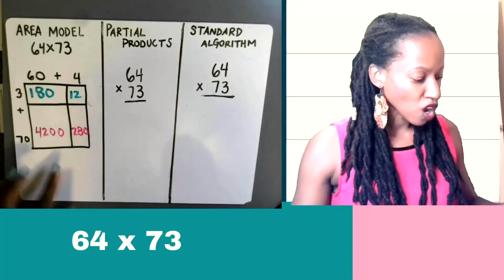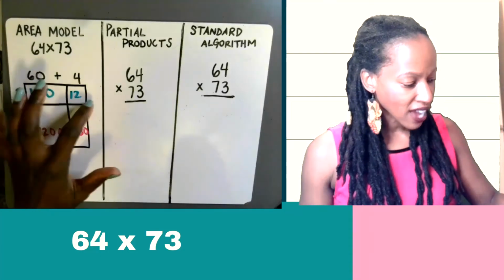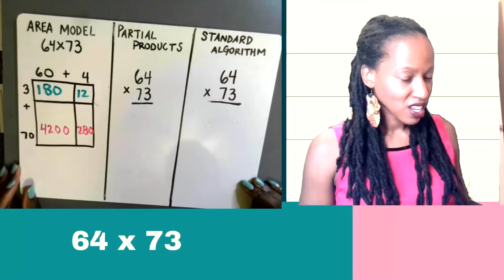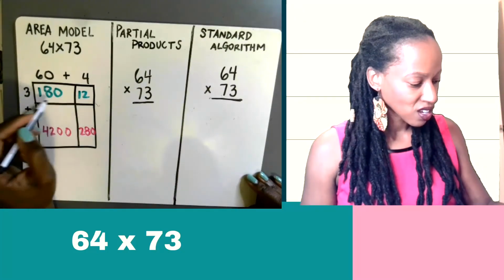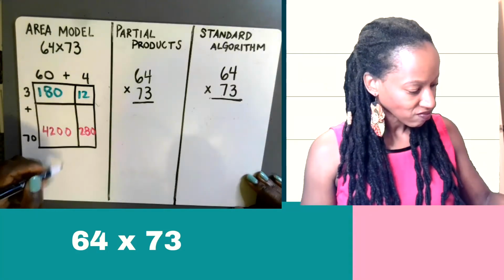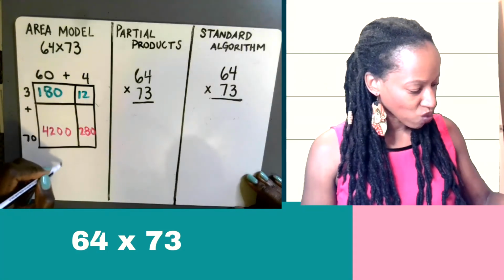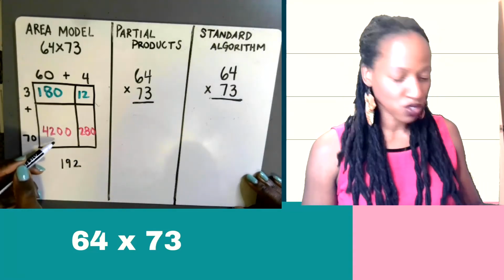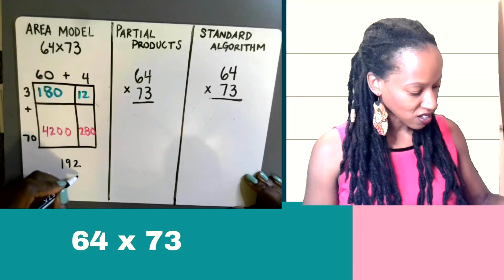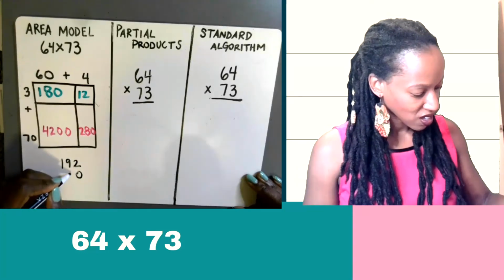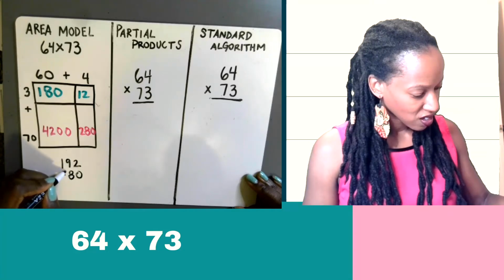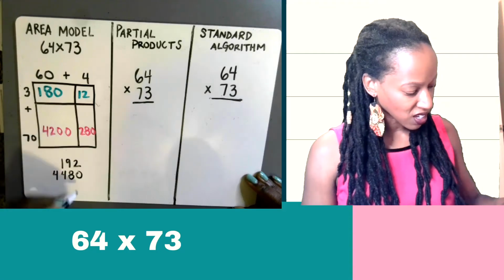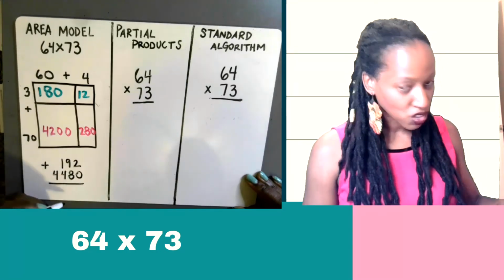Now, to show my total product, I need to add up all of my partial products. So I'm going to add 180 plus 12. I know that's going to give me 192. Plus I need to add 4,200 plus 280. That's going to give me 4,480. So if I add these two up, I should get my total product.